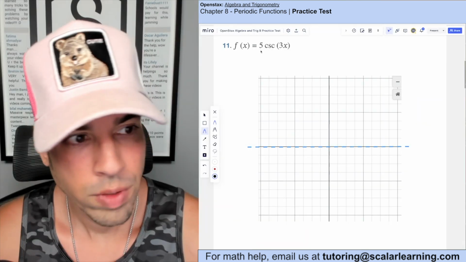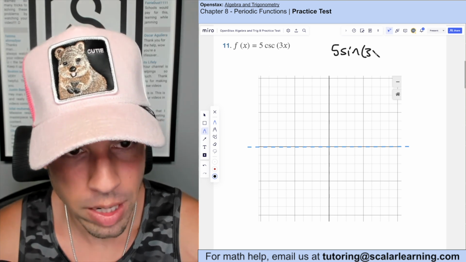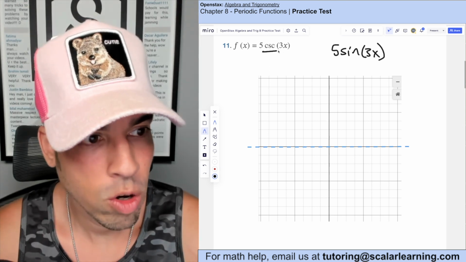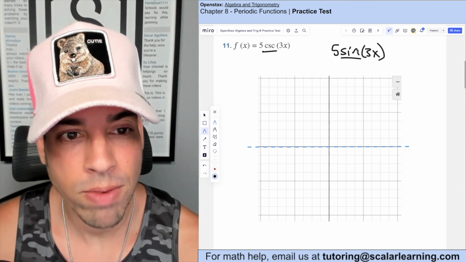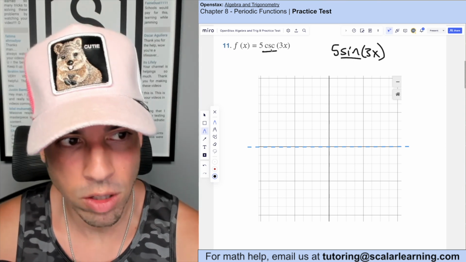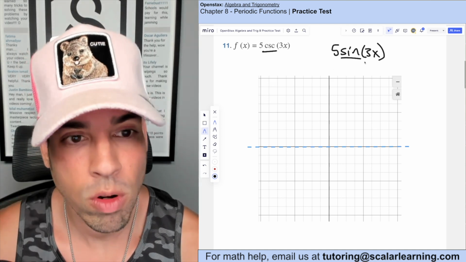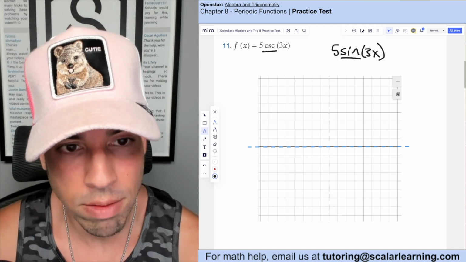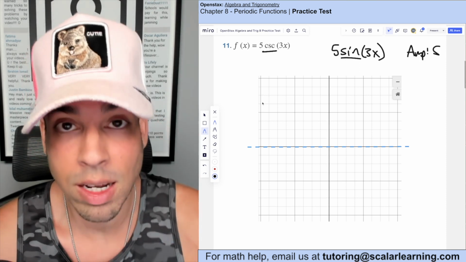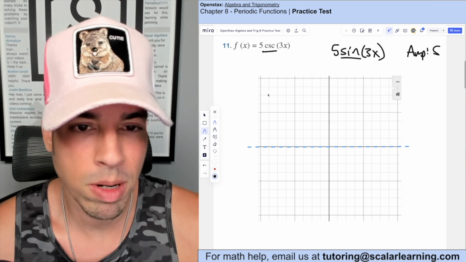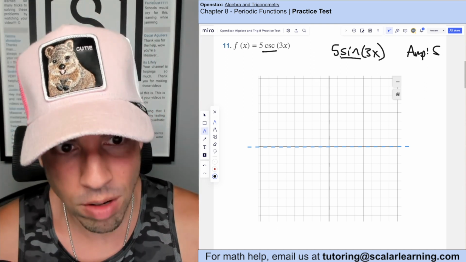Boom, done. So for this one, I'm going to treat this as if it were 5 sine of 3x, okay? Because cosecant and sine are related. They're inverses of each other. So if we graph 5 sine of 3x, we can use that to graph the cosecant, 5 cosecant 3x, alright? So first of all, for sine, we have an amplitude of 5. Obviously, for cosecant, it's not going to be an amplitude. We can consider it maybe like a stretching factor or something, but there is no amplitude for cosecant. But for sine, we have an amplitude of 5.